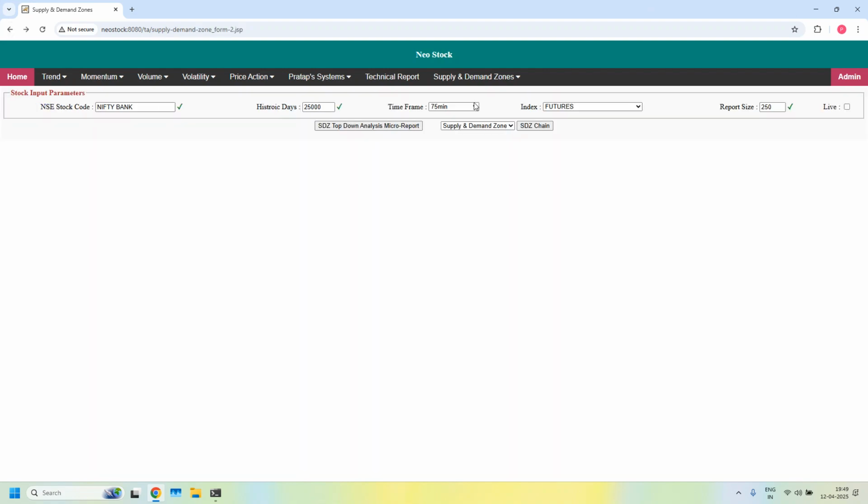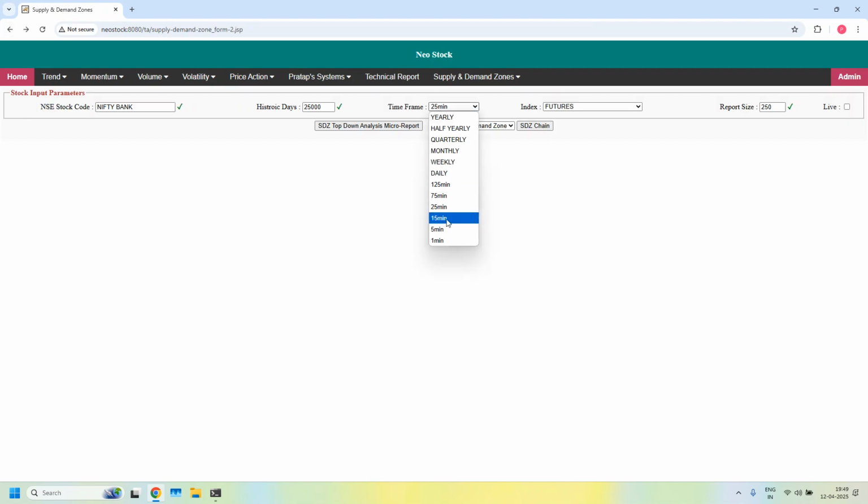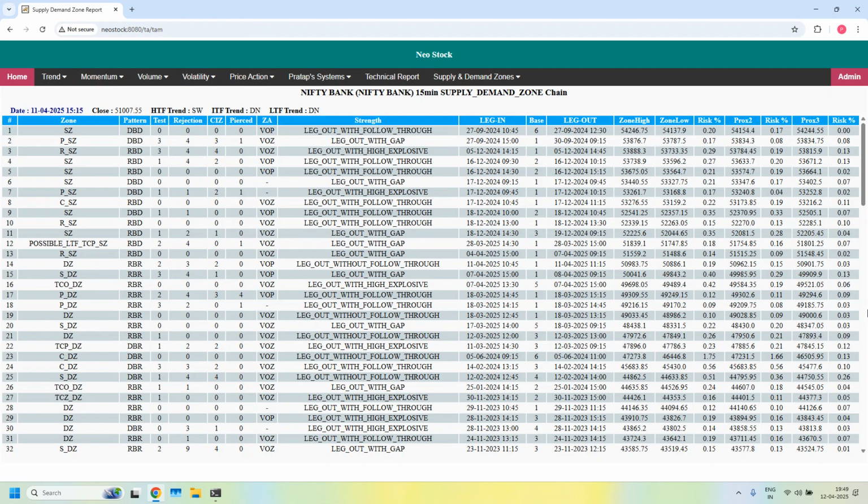Next, generating the 25 minutes supply demand zone chain for BANKNIFTY. Next, generating the 15 minutes supply demand zone chain for Bank Nifty. Serial number 14 is the nearest demand zone to the current closing price.